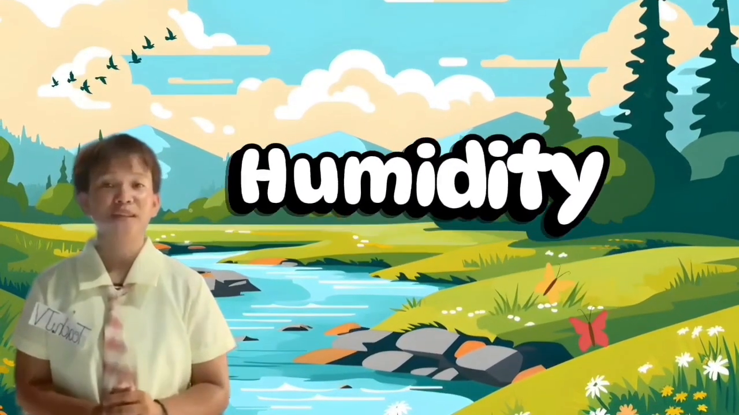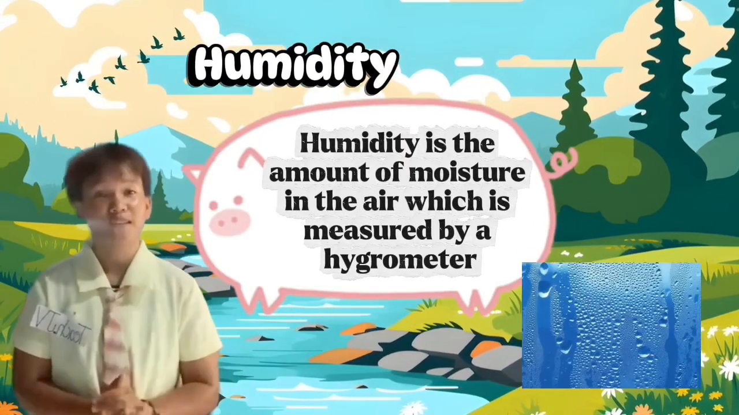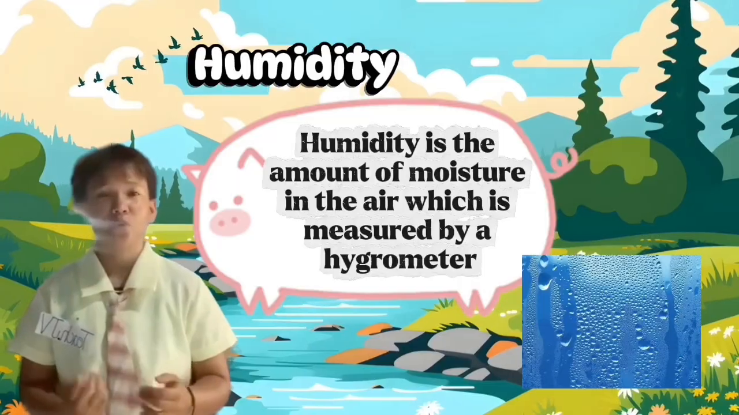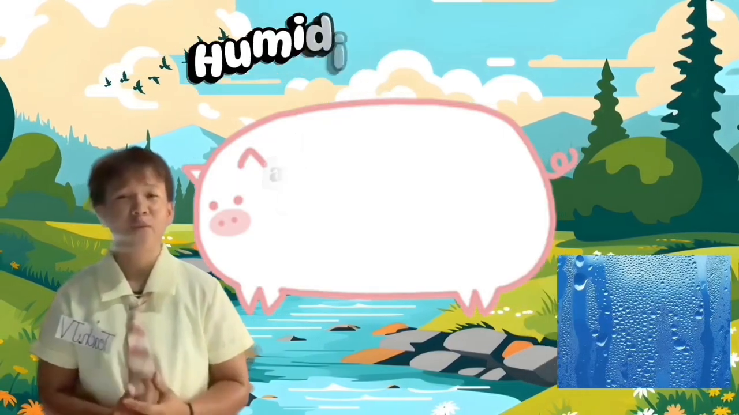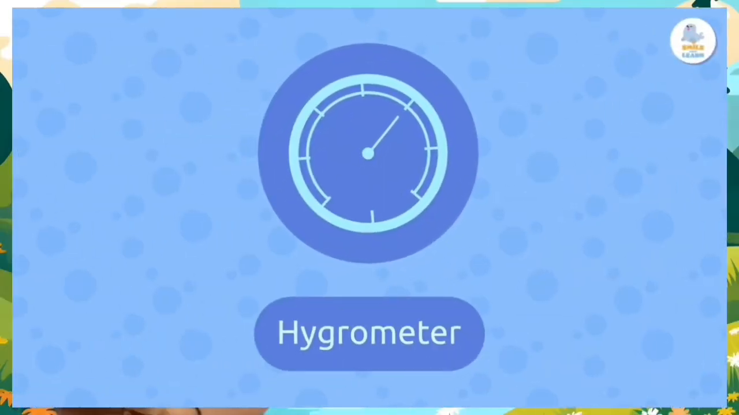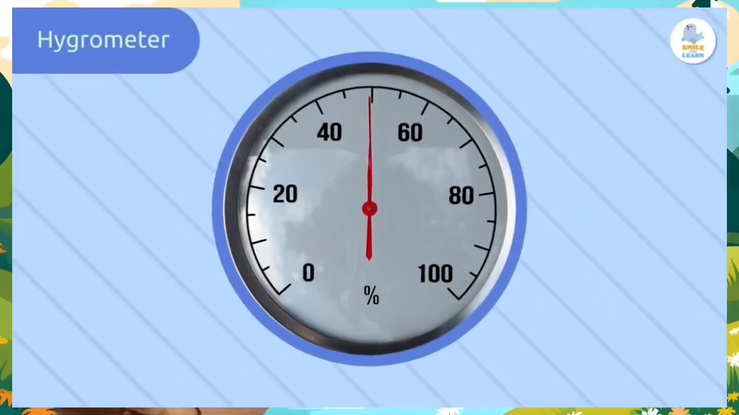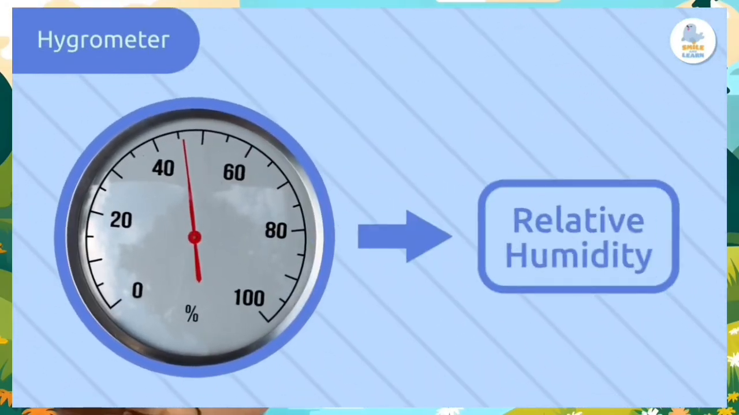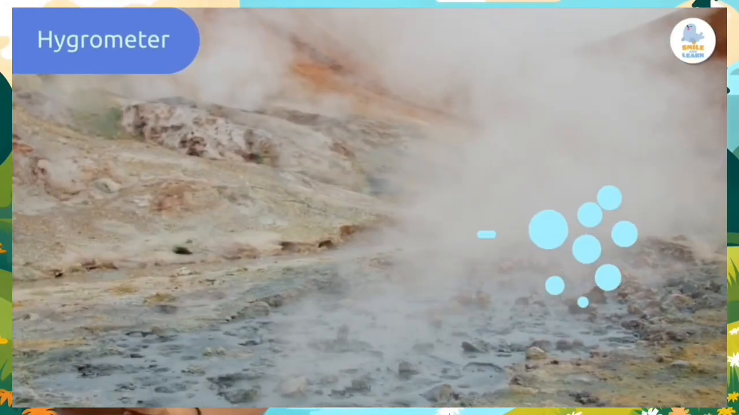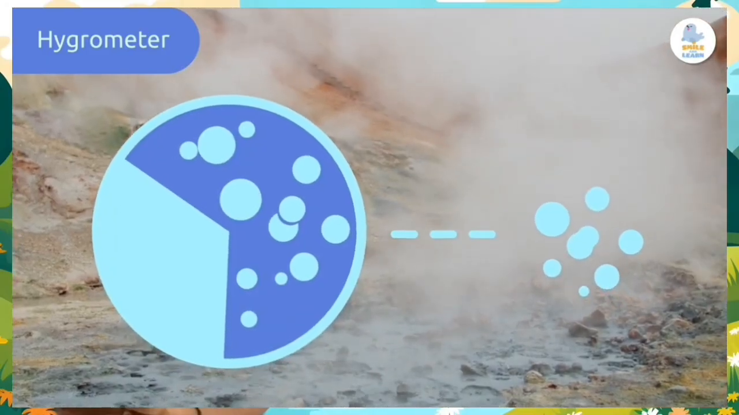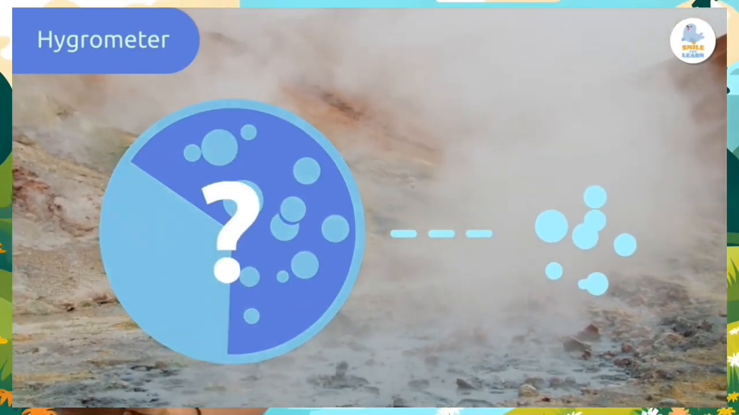So the next one is humidity. Humidity is the amount of moisture in the air, which is measured by a hygrometer. A hygrometer is an instrument that measures relative humidity, which is the amount of water vapor that the air can contain. What does this mean?